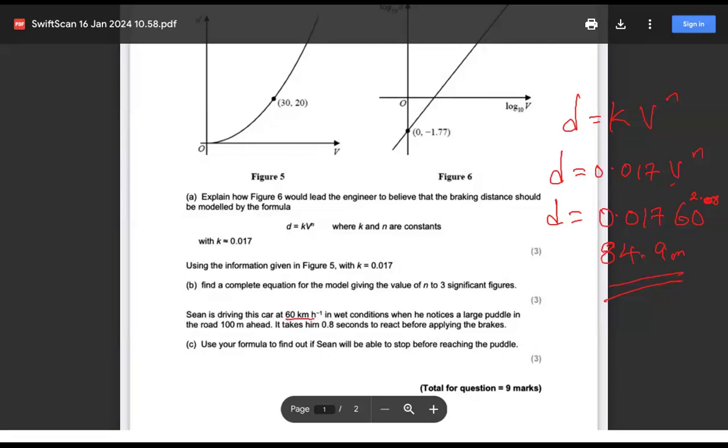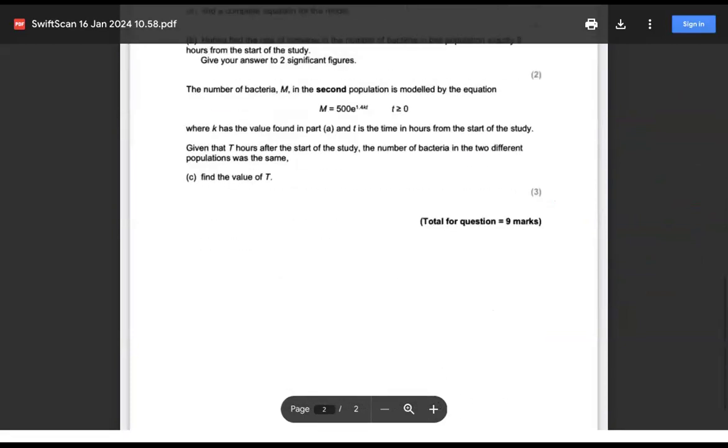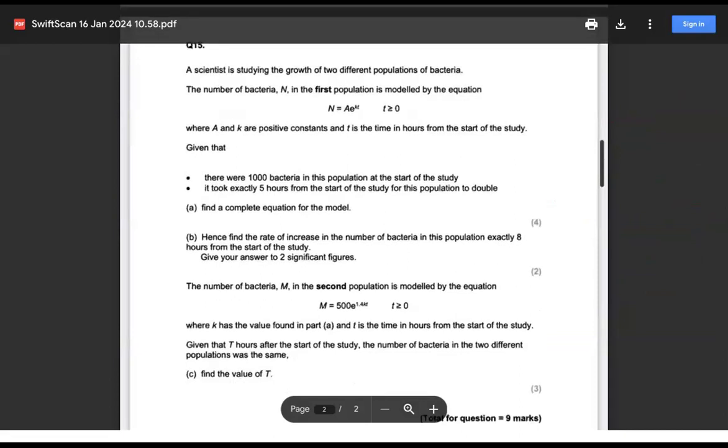So then if you look at this one, it takes 0.8 seconds. Distance equals speed times time. So just put 0.8 seconds there. If you compare the value of this one to the one 100 meters ahead, that means Sean will stop in time. Because it's 100 meters ahead, and the distance is 84.9, Sean will stop before. It's something you have to look for. It's practice, I won't lie to you. It's a practice thing.